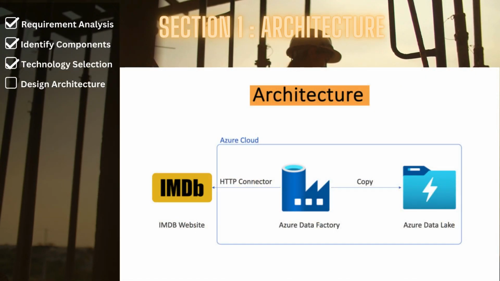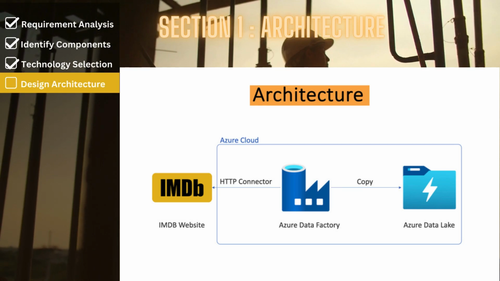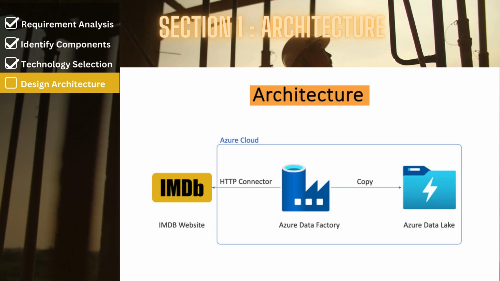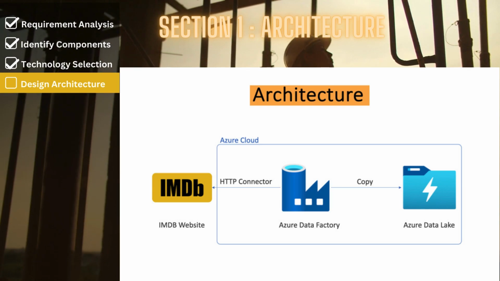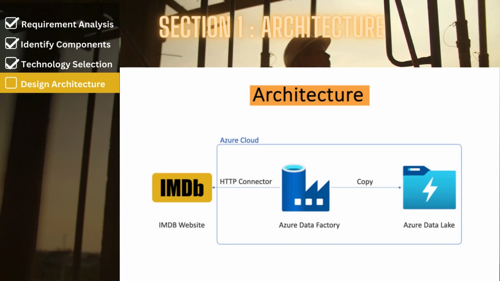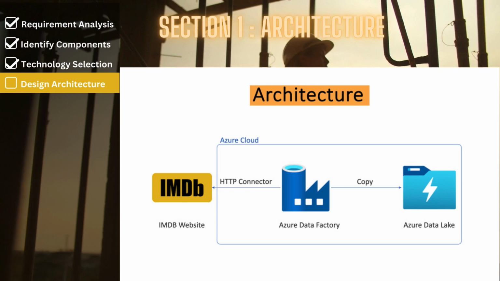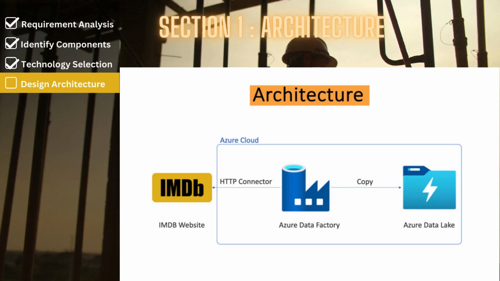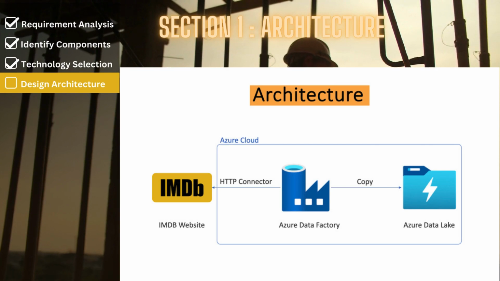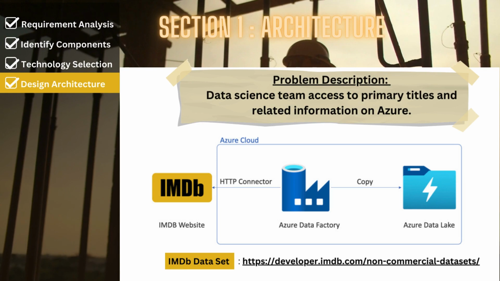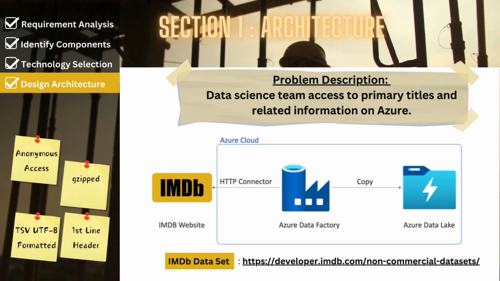The final step is to synthesize everything into an architecture diagram that aligns with our business goals and technical requirements. The diagram here shows how the data factory will connect to the website using an HTTP connector and then copy the data to the data lake. To keep the video short, we are not going into the details such as networking, access, etc. but capturing at a high level the business requirement, the solution, and the technical details that would be required for the implementation.